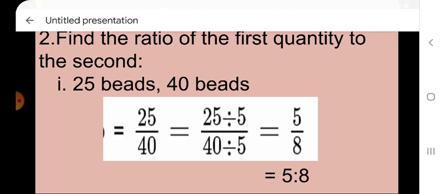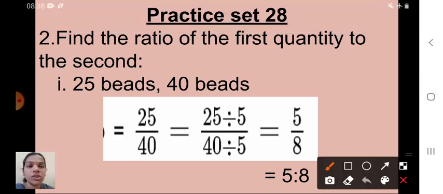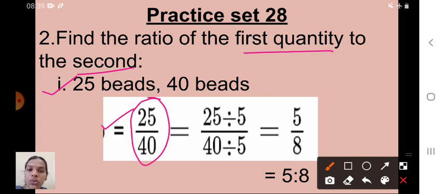Okay, so you have to find the ratio of that first quantity to the second one. First one is what? 25 beads and 40 beads. So first quantity to the second one means in the numerator you have to write what? First quantity, that is 25 upon 40. Okay children, so 25 upon 40, what is the highest common factor of these two numbers, that is 5. Okay, so you have to divide these two numbers with the help of 5.